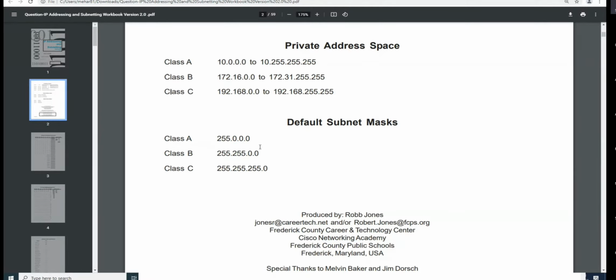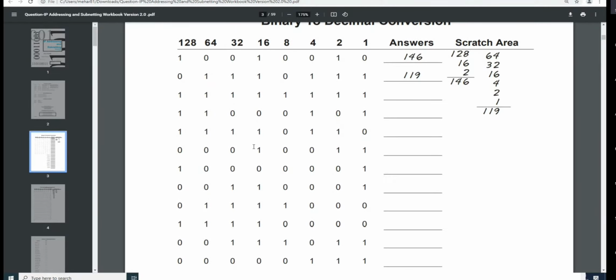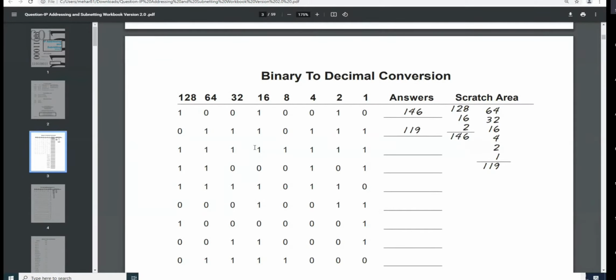Now we need to understand one thing before going further. We need to know the conversion, binary to decimal conversion. All of you please. Because the first and the second one are solved, the rest of the things we need to solve today. How can we convert binary to decimal? Do you know how to do the conversion from binary to decimal?